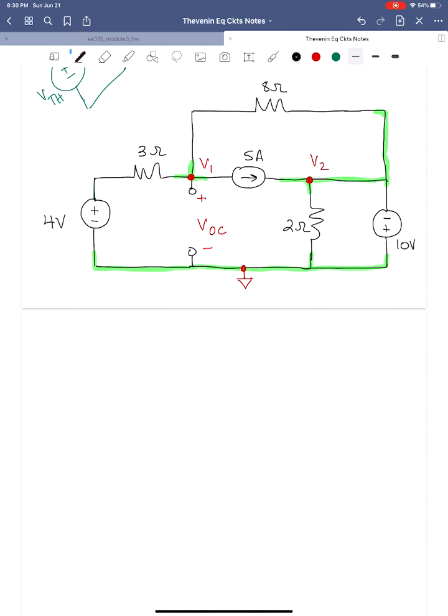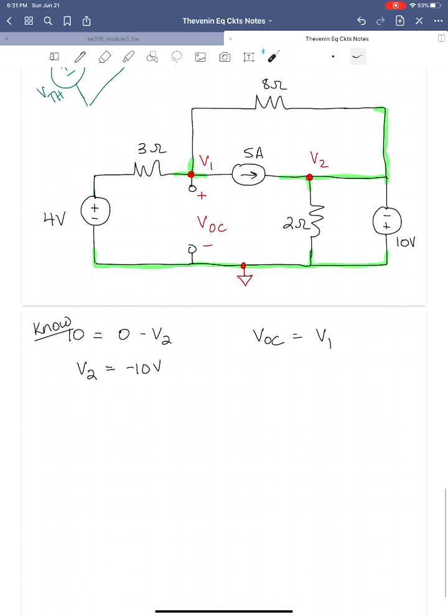Okay, and because we have this 10 volt source now that is isolated between the node here at V2 and our reference node, we know something about that node voltage, right? So 10, the value of that source, has to equal plus 0 minus V2. So V2 is equal to minus 10 volts. So this is what we know before we get started. We also know what VOC is equal to as far as an expression is concerned. VOC is equal to V1, or plus V1 minus 0. Okay, so we know these two things before we get started.